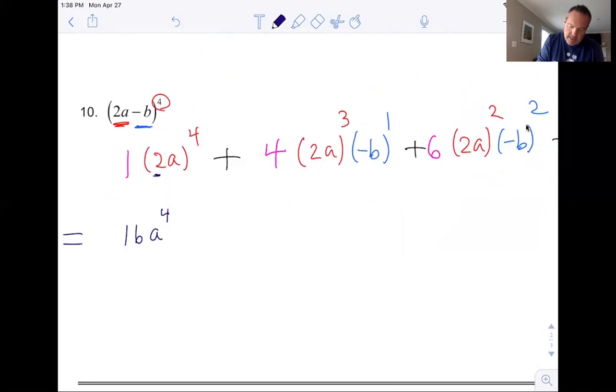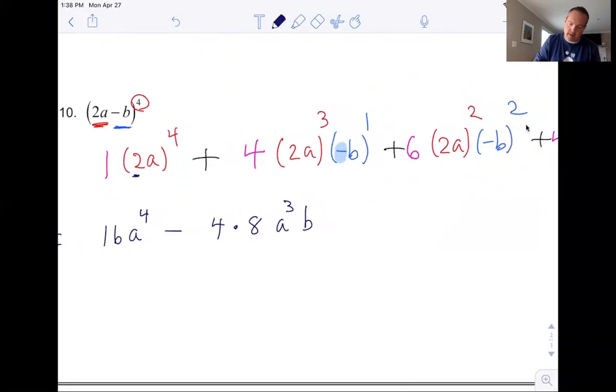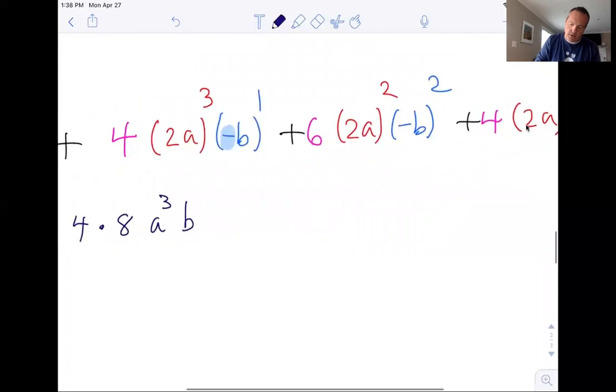Here I got a minus. I got 2 cubed, that's 8. So I got 4 times 8 times a cubed b. And again, I brought that minus there. You got to watch it. That minus there I brought out front. In the 3rd term over, I have a plus. I got 6. I got 2 squared is 4. And then I got a to the 2nd. See that minus there again? I got another minus, but it's squared, so the minus goes away. And I have b squared.